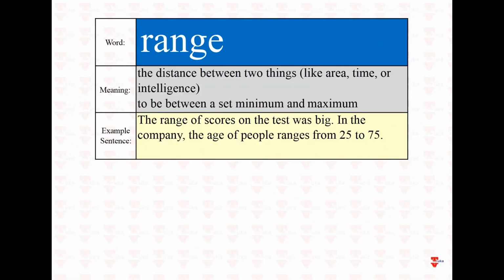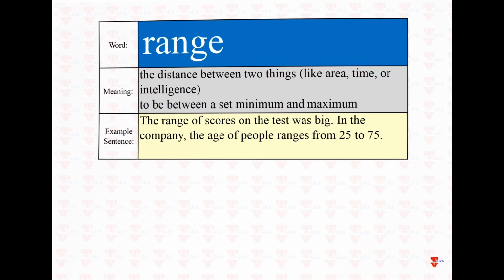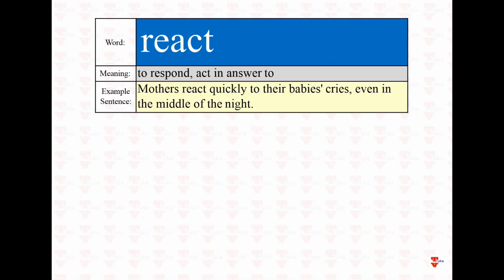Range. The distance between two things, like area, time, or intelligence, to be between a set minimum and maximum. The range of scores on the test was big. In the company, the age of people ranges from 25 to 75. React. To respond, act in answer to. Mothers react quickly to their babies' cries, even in the middle of the night.